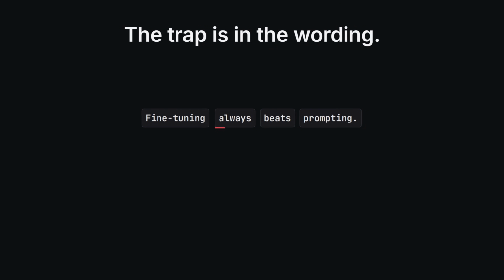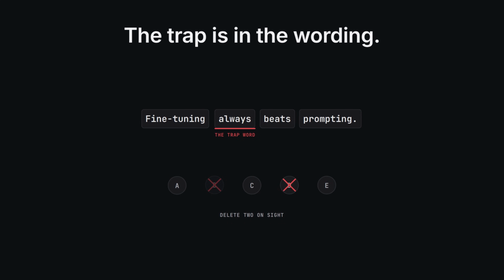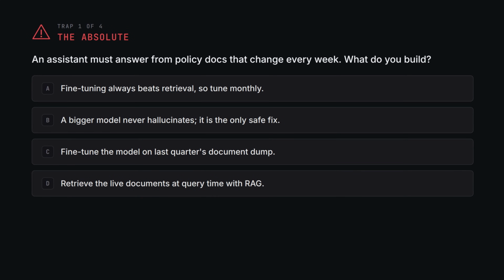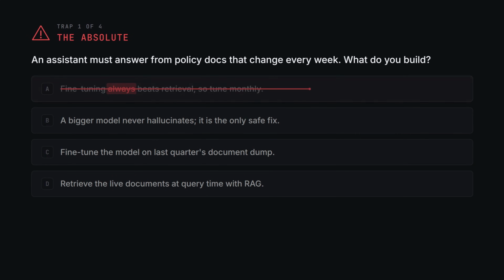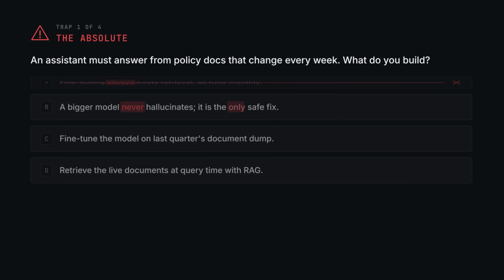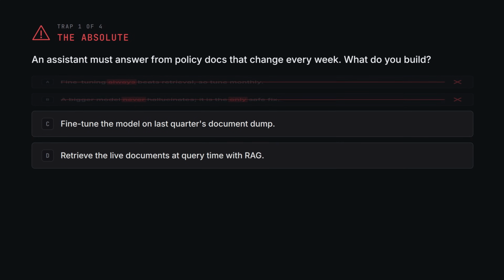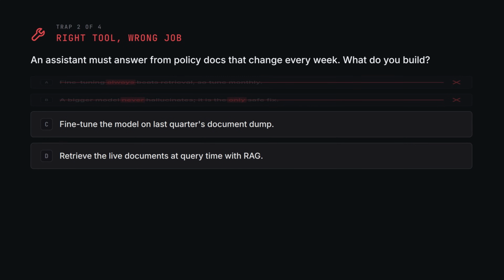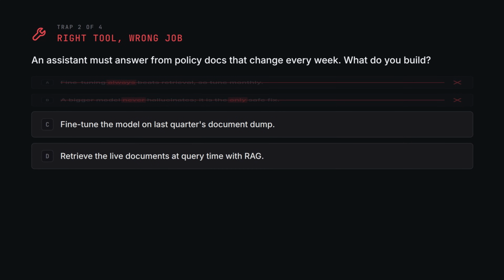They are about a trap in the wording. So learn to delete 2 answers before you ever pick the right one. First, the absolute trap. Any option that says a technique always works, never fails, or is the only correct choice. Generative AI lives on trade-offs, so a sentence that leaves no room for a trade-off is almost always the wrong one. Second, right tool for the wrong job.